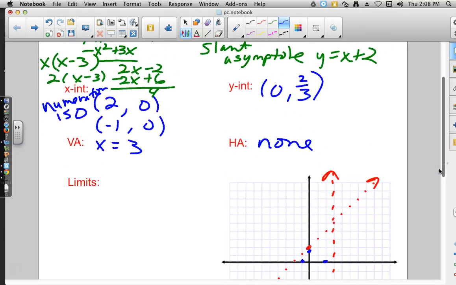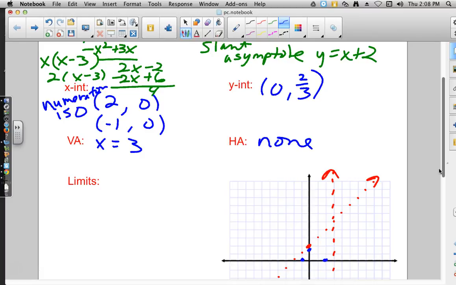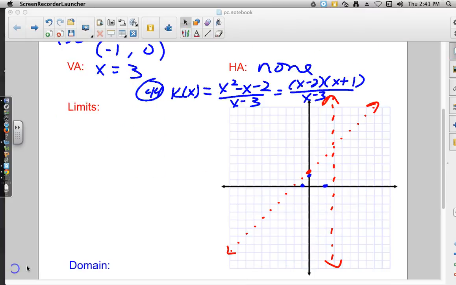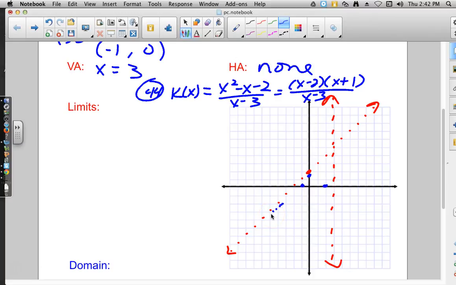So now, let me go ahead and rewrite that function. K of x equals (x squared minus x minus 2) over (x minus 3). What's left to do would be to figure out where these branches are going to go. And there's a pretty obvious branch down below here. Now, the question becomes, how far in does that go?